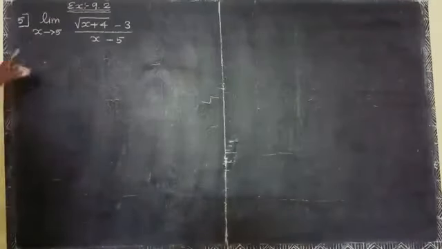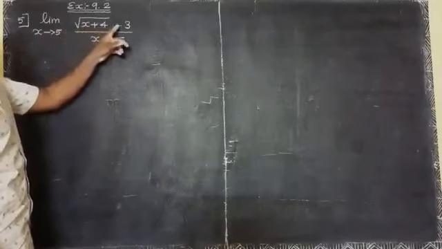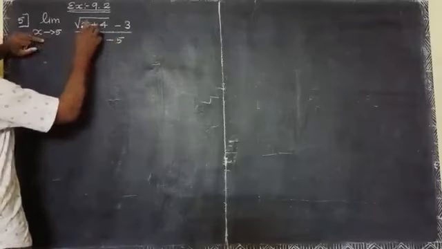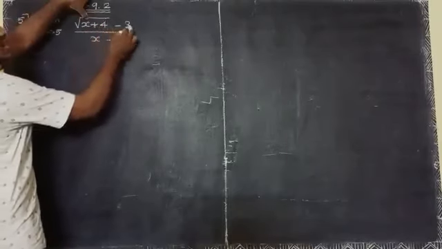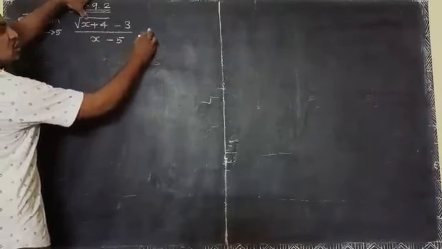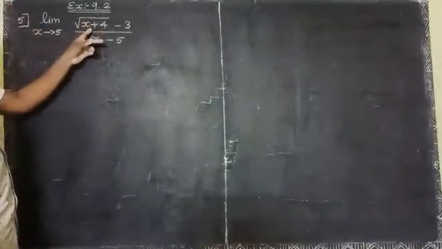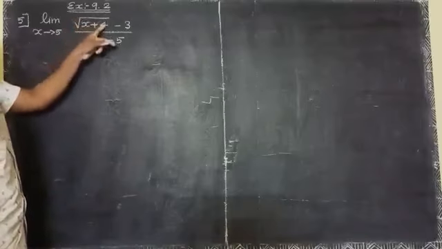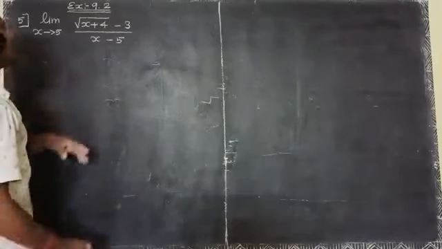Question number 5. Limit x approaches 5, the function square root of x plus 4 minus 3 divided by x minus 5. Here replace x equal to 5 into the function. 5 plus 4 is 9, square root of 9 is 3, 3 minus 3, so the numerator has 0, and the denominator 5 minus 5 also has 0. 0 by 0 is an indeterminate form. So in the numerator, the first term is square root of x plus 4, so take the conjugate of the numerator.